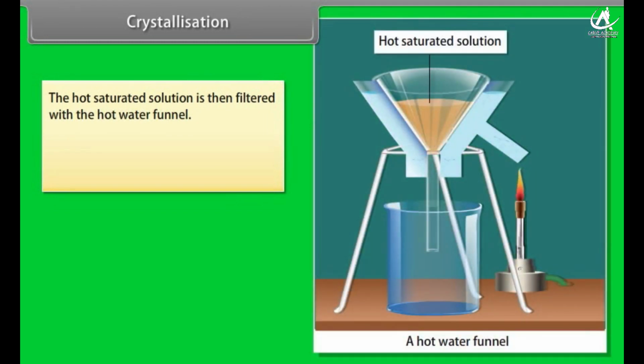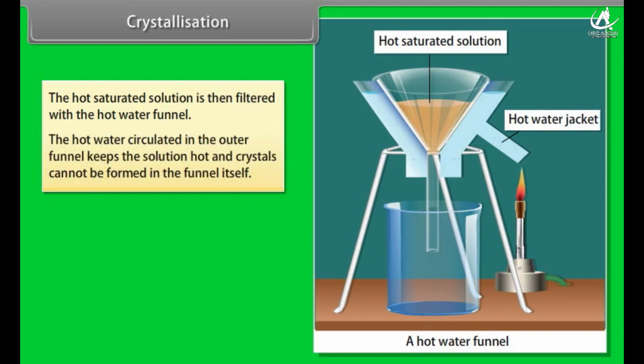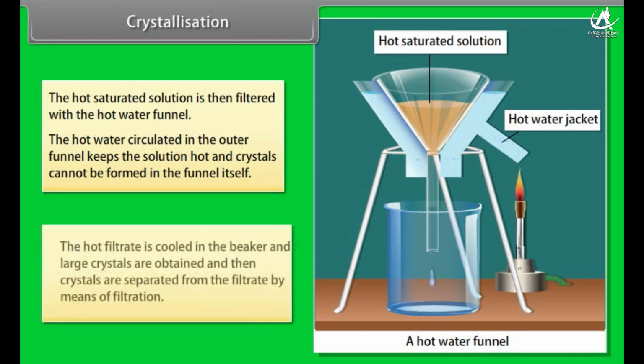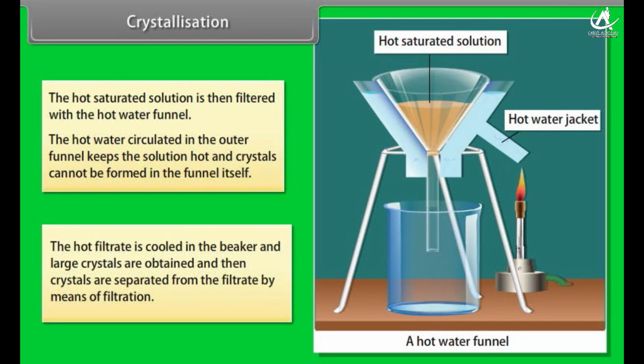The hot saturated solution is then filtered with the hot water funnel. The hot water circulated in the outer funnel keeps the solution hot, and crystals cannot form in the funnel itself. The hot filtrate is cooled in the beaker and large crystals are obtained, and then the crystals are separated from the filtrate by means of filtration.